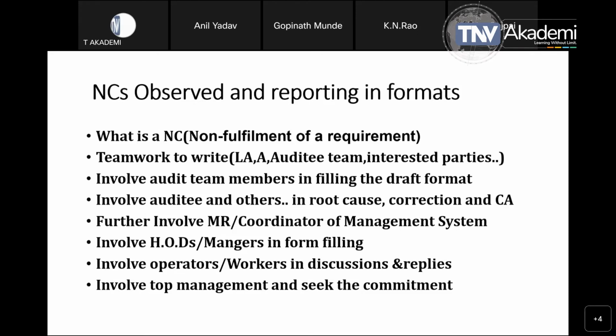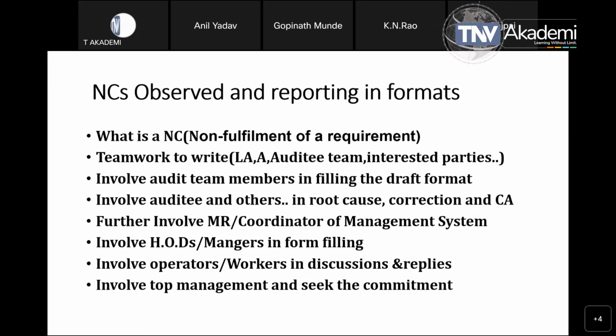But it requires teamwork to write. Writing into the format is not an individual's work. If they really want to make improvement, they need to involve all these entities, including interested parties, when they are going to write their points into the format. And what is very important, we always say your NC format remains a draft format unless it is approved by the final authority of acceptance of the organization, in case of internal audit or external.